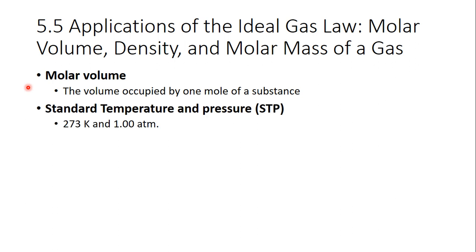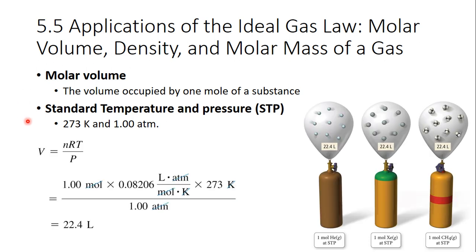We also have something that's called STP, or standard temperature and pressure. And for us, as chemists, STP means 273 Kelvin and 1 atmosphere. Now, since we have a standard temperature and a standard pressure, and let's say we're working with 1 mole of substance, we can calculate a standard volume using the ideal gas law.